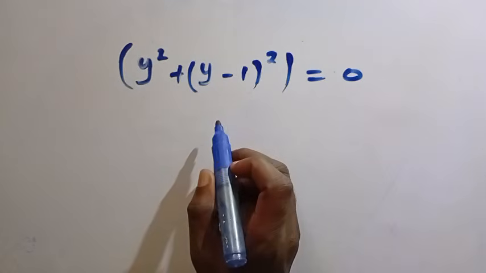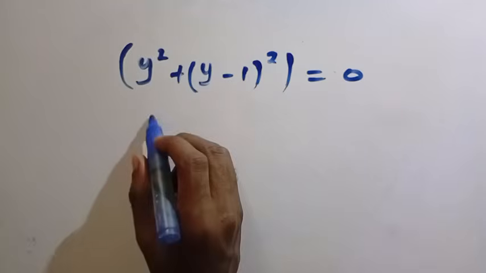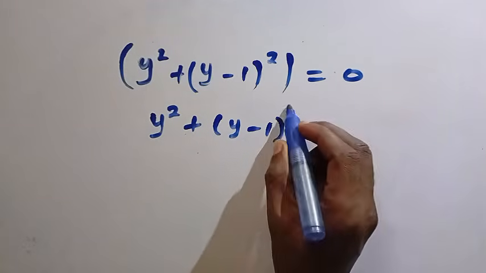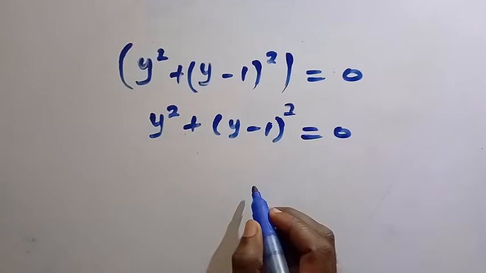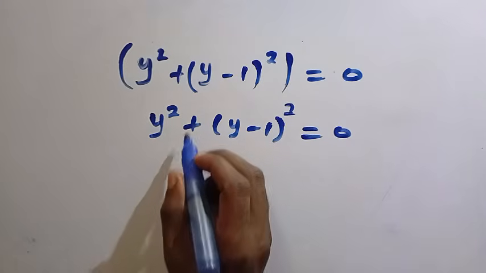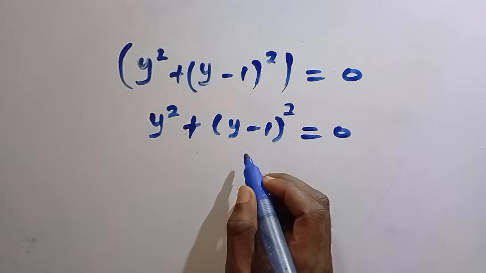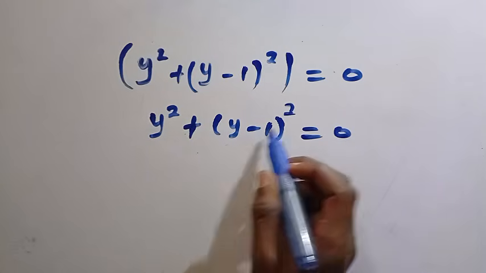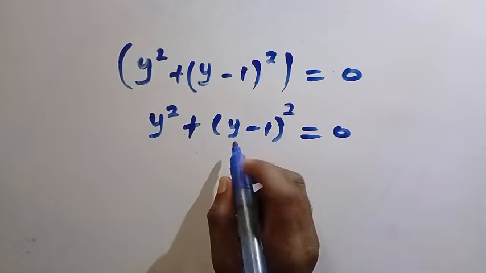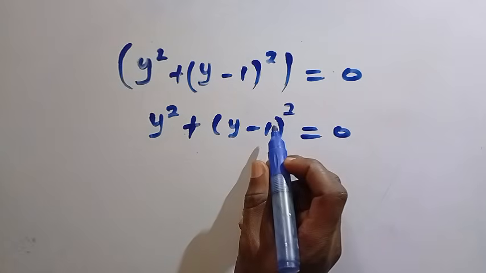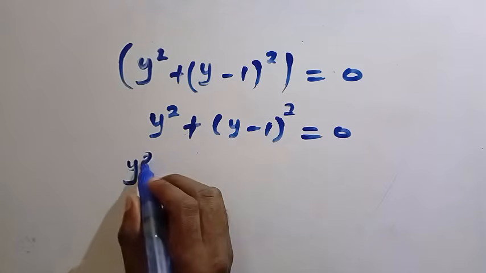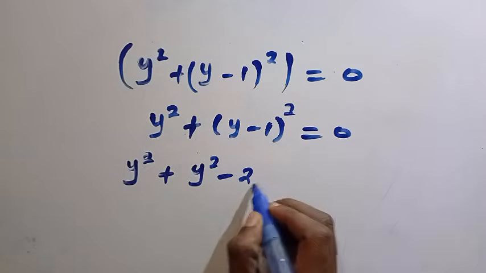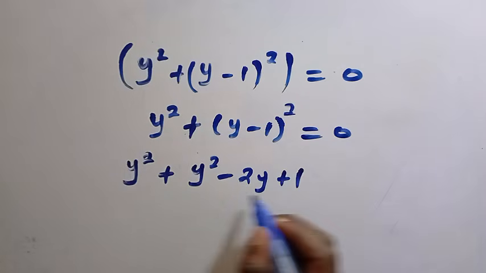So let's try and solve the second part of the bracket. Here we have y squared plus (y minus 1) squared equals 0. We can't apply difference of two squares here because this is a sum of two squares. Though there is a formula for it, let's apply this simple way by just expanding (y minus 1) squared. This is just multiplying y minus 1 two times. By doing that, we have y squared plus y squared minus 2y plus 1. So this is what we are going to have.